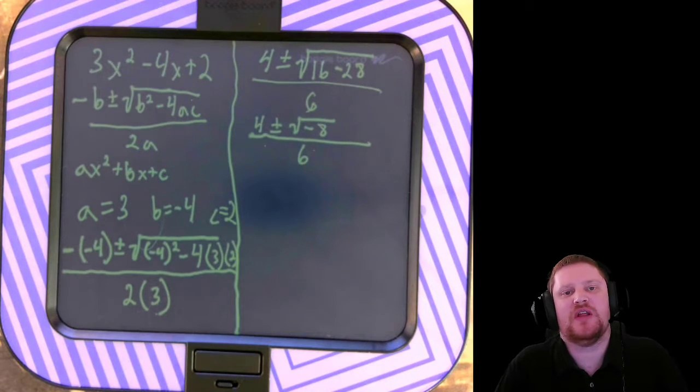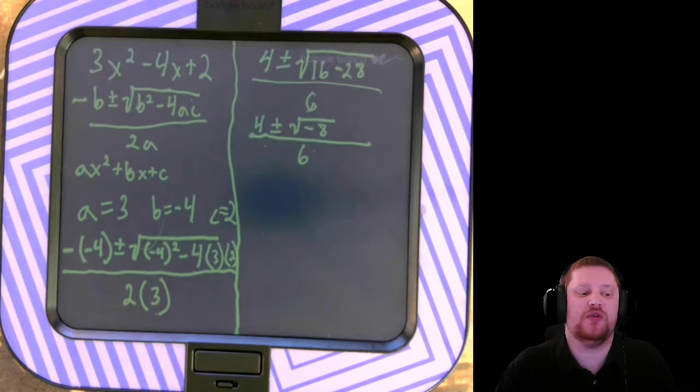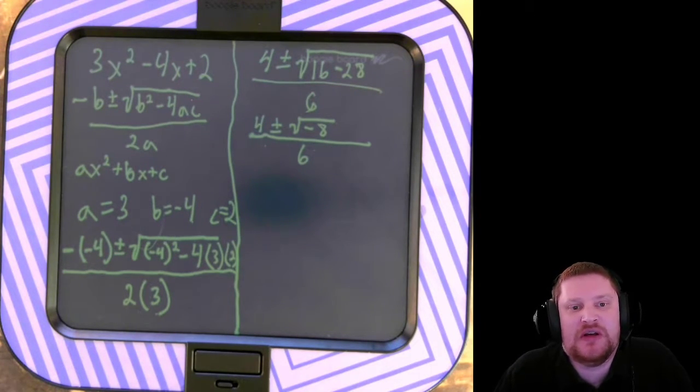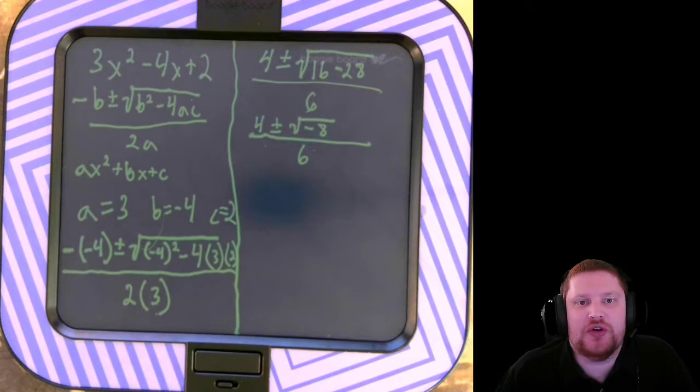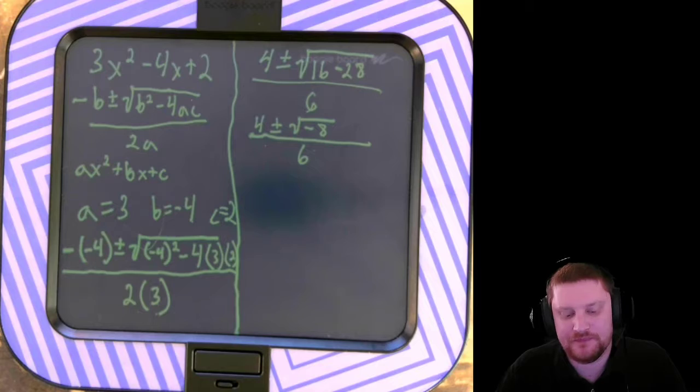Now, here's where a lot of people start having a problem. When we first started talking about square roots, you guys learned that you can't take the square root of a negative number. And that's technically true. However, a complex number is a number where you do take the square root of a negative number. And we use the letter i to represent that. We've talked about this a little bit, but not a lot.